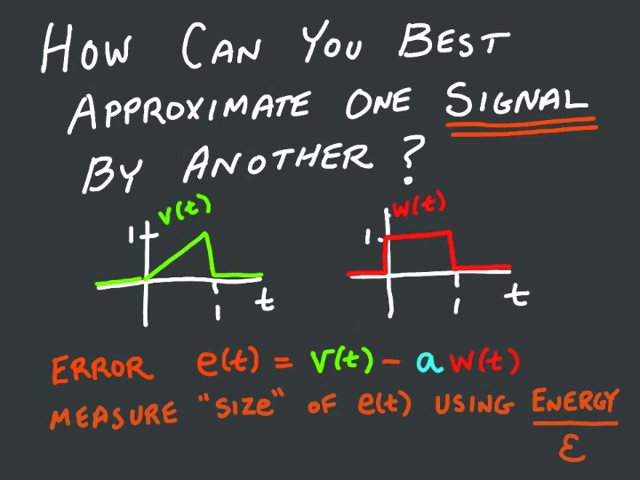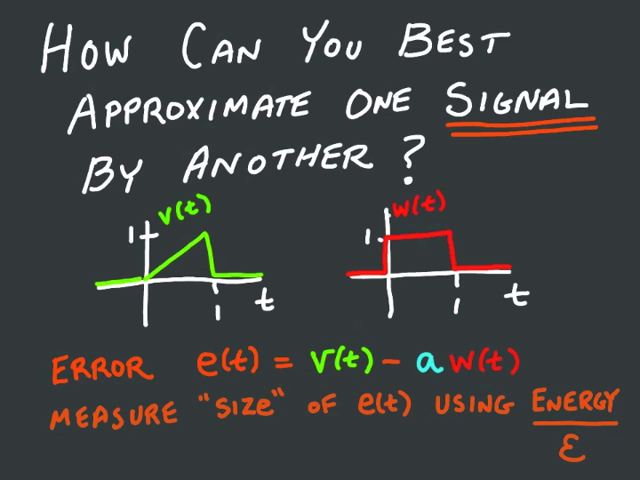So we're asking the question, how can you best approximate one signal by another? So suppose you want to approximate signal V of t by signal W of t. So V of t looks like a little sawtooth here, and W of t is a pulse. We're going to proceed exactly as we did in the lecture on vectors. We're going to first describe an error. So that's E of t is V of t minus A W of t. And we're trying to choose A so as to get A W of t to approximate V of t as well as we can. To do this, we need to measure the size of E of t.